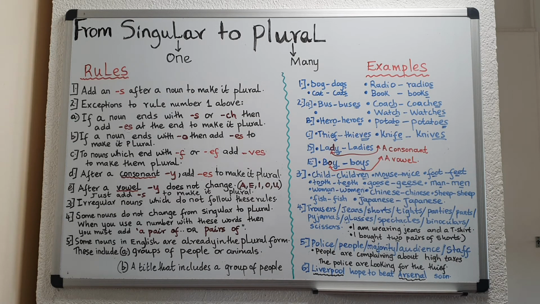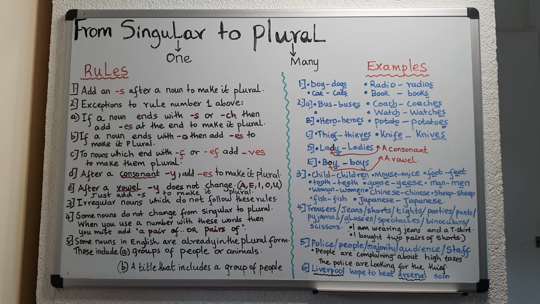Now, usually we tend to use them with a pair of or pairs of. I have bought a pair of trousers. I am wearing a pair of green trousers. I am wearing a pair of jeans. I am wearing a pair of shorts. I am wearing a pair of tights. I am wearing a pair of panties. Okay, so I am wearing jeans and a t-shirt, for example.